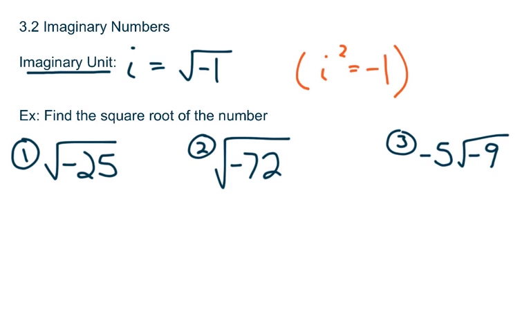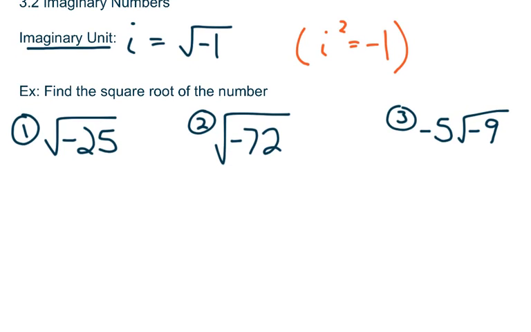For the first examples here, find the square root of the number. We're going to simplify these square roots, but they have negatives underneath, and I'm going to show you how we go about doing that. Anytime you see a negative underneath the square root, I would automatically break this into negative 1 times 25. Just take away the negative, and we'll go from there.